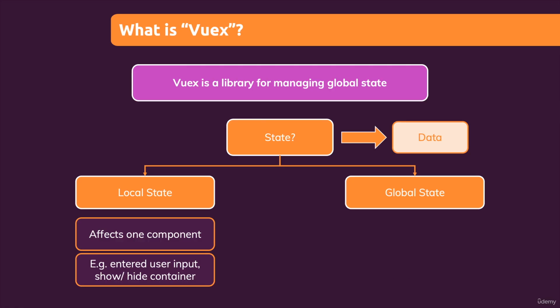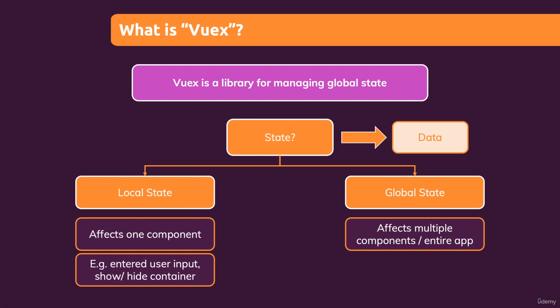On the other hand, global state is state, data, that affects multiple components, possibly the entire app. So data which you need in a lot of different places. Examples here could be the user authentication status, whether a user is logged in or not, shopping cart items which might be presented in different parts of the app, and similar examples.